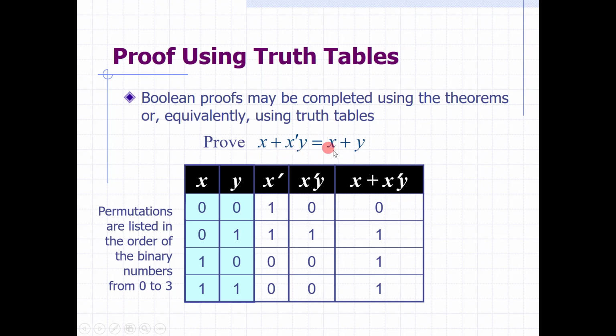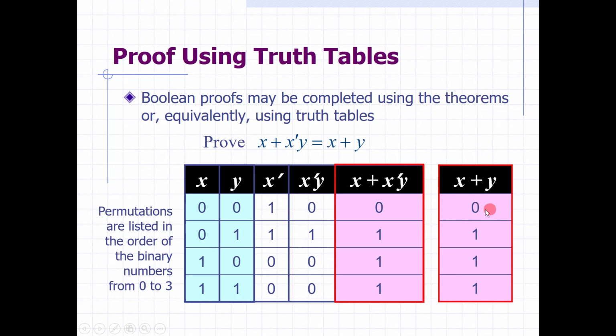Now all we have to do is build the truth table for the right side. And because it's built out of x and y, I'm just going to tack it onto the same table. I'm looking at my x column and my y column, and I'm applying the OR operation. False or false gives me false. False or true gives me true. True or false gives me true. True or true gives me true.